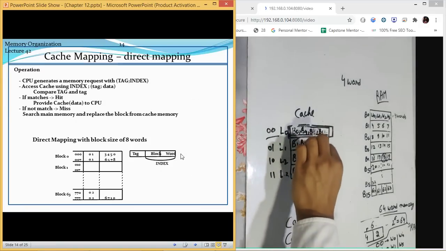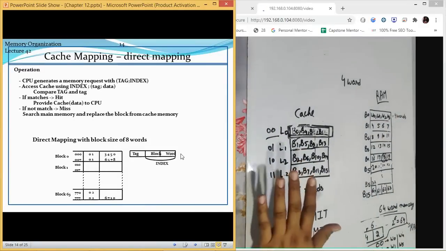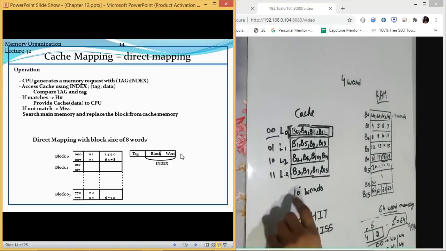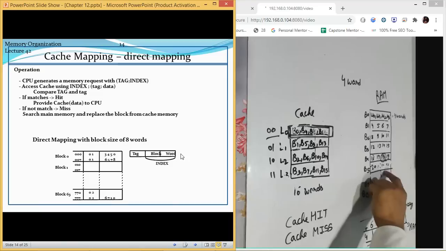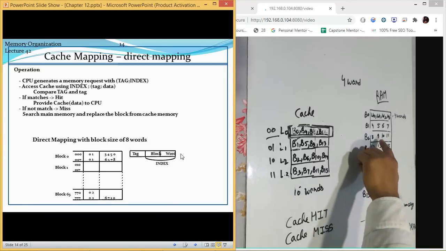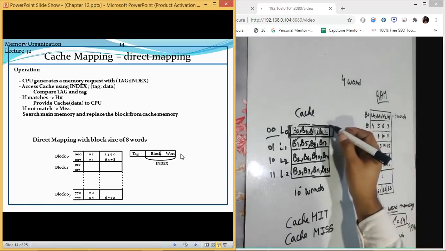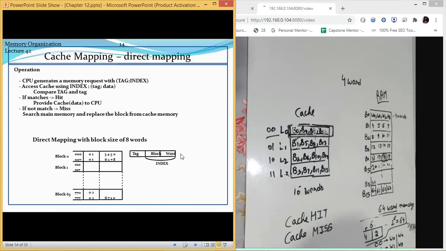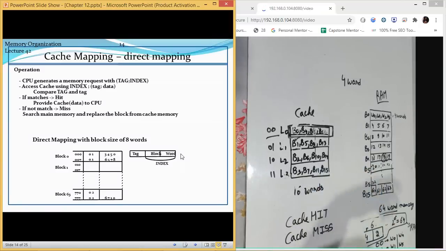CPU will get that data from cache and use it inside its processing. Then it is done. But if it is a cache miss, CPU will use the same 6-bit address to access that data from RAM. And once it finds that data, it will issue a command to replace that data with the block which is not present inside the cache. So if it is not present, then we are going to get that data from RAM. That is known as replacement.